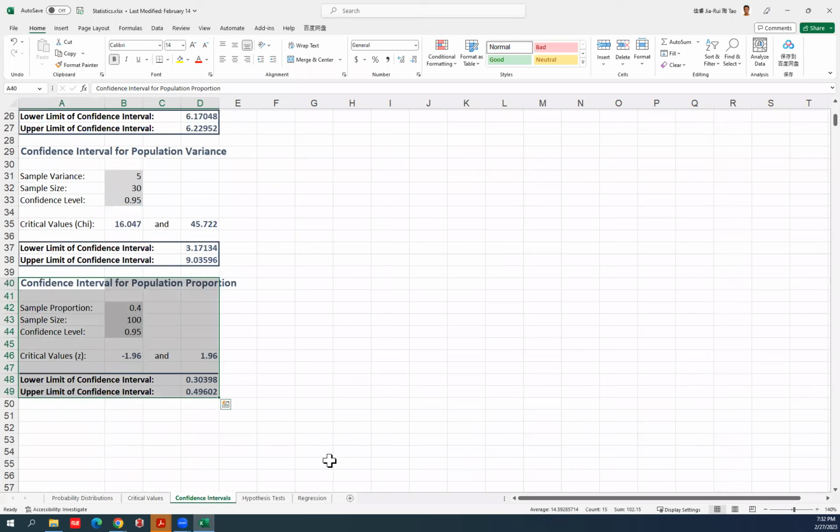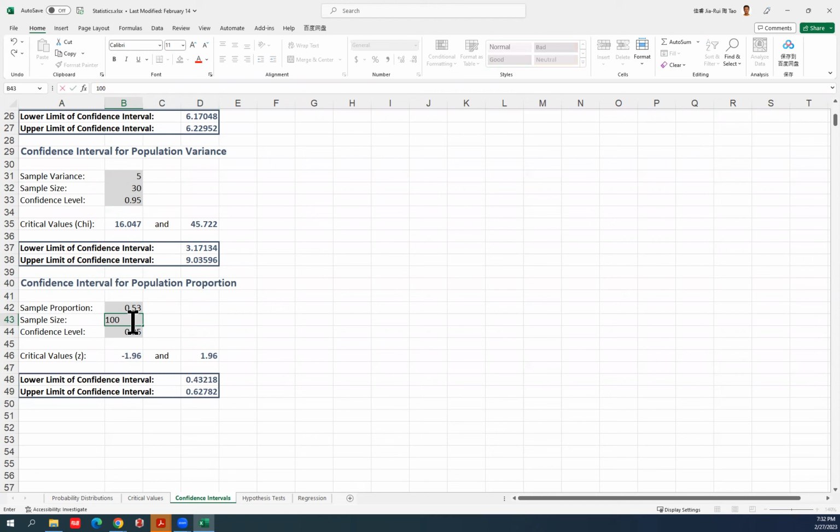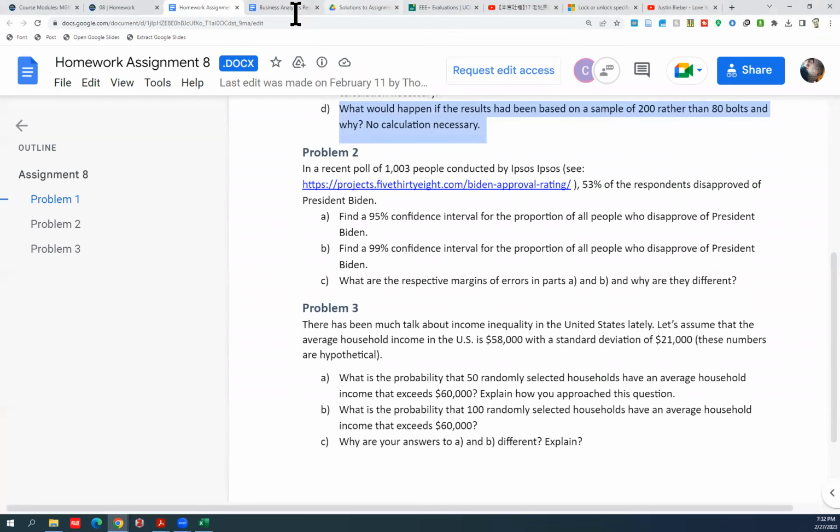Here in this example, we need to give the sample proportion, sample size, and the confidence level. Tell me which values I should input in these cells. Sample proportion 0.53. Oh, okay, great. Next, 1003. Good. And the confidence level would be 95%. Notice what we need to put in here is the sample proportion. And somehow in this homework, we are conveniently given the sample proportion already.